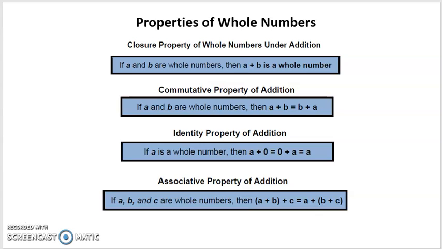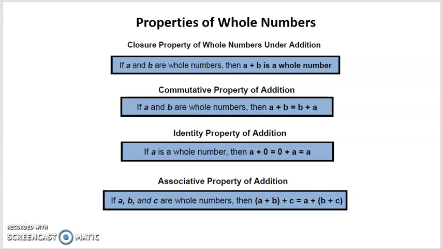The identity property says that there is an identity element, which is 0. And so if a is any whole number, then a plus 0 equals 0 plus a, which equals a. So if you add 0 to any number, you get that same number back. 3 plus 0 equals 3.